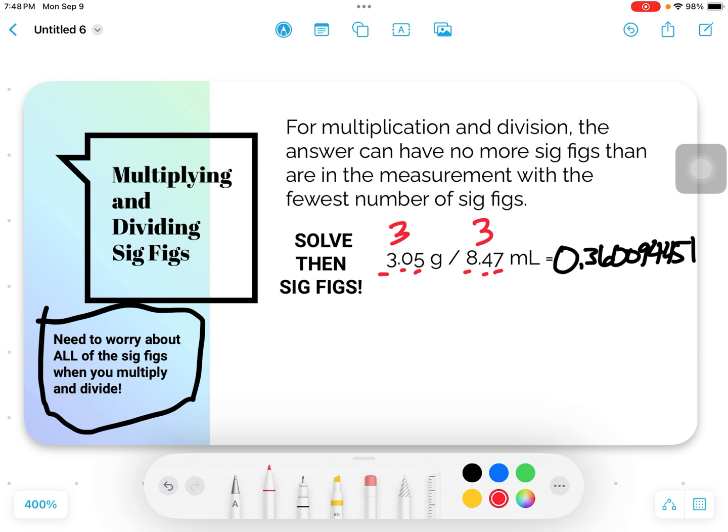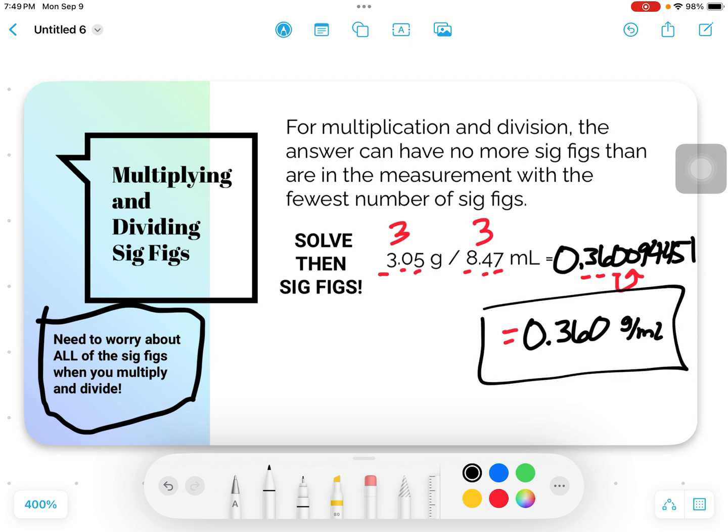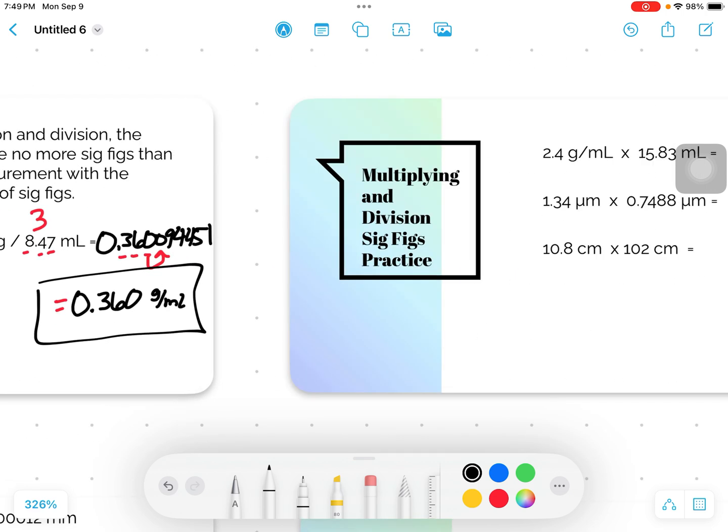So again, the leading 0 here is not significant, so we start with the 3. 1, 2, 3. Look behind, it's a 0, so we are going to stay the same. So our final answer would be 0.360, and that would be grams per milliliter. And that would be our final answer. So again, solve like you normally would. Then figure out how many sig figs you need to go to, the least amount, and then go from there. All right, let's do a couple more examples.